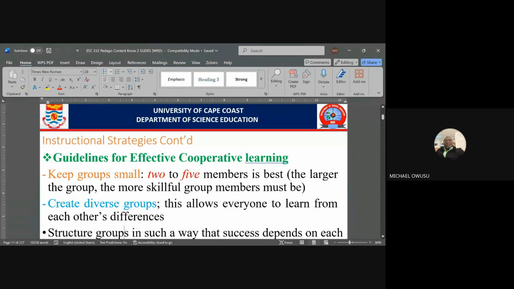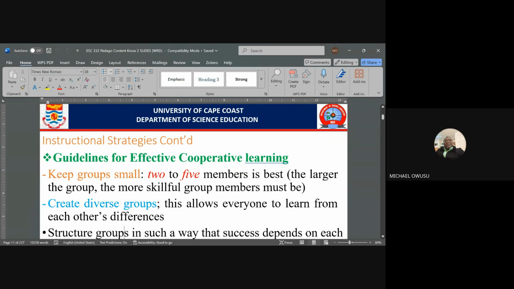Why do we have to create diverse groups? When we talk of diverse groups, we mean those with differences. You don't have to say that all of them are good. We have the brilliant students here, and these are the less brilliant, and these are the average students. When we say we should create diverse groups, that means mix them. When you mix them, it allows everyone to learn from the others' differences.